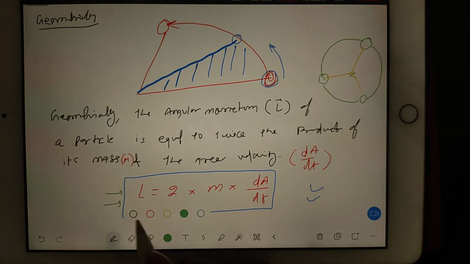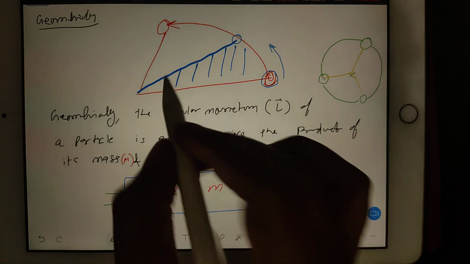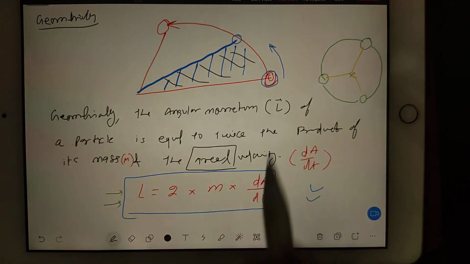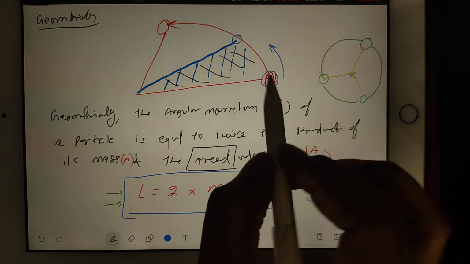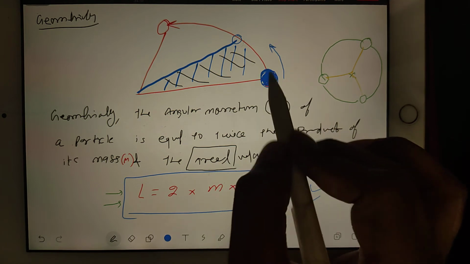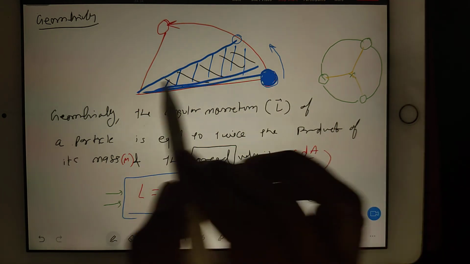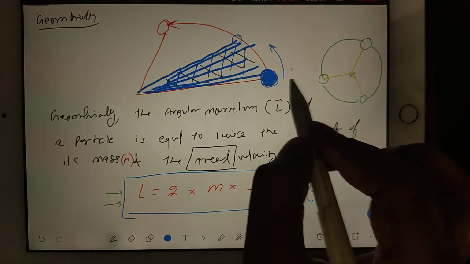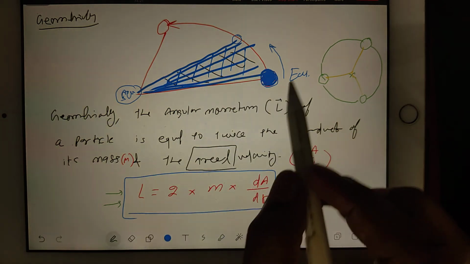No, not area. We have to write this as aerial velocity. I forgot to write this L here. It is aerial velocity, like how much area is being swept out per second. And don't be confused, this area is not the area of the particle. It is not coming from the diameter or pi r squared. It is how much area is being swept out here. Suppose this is Earth and this is Sun.